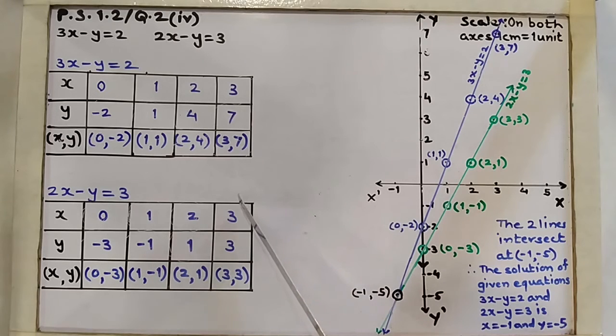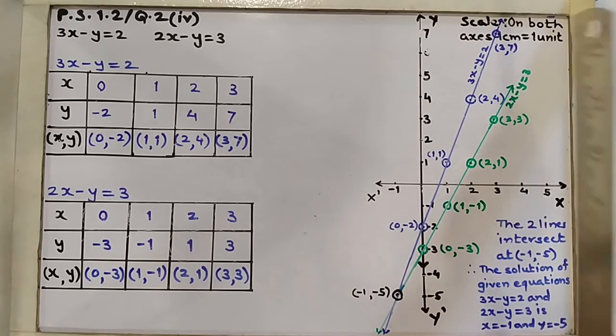In the fourth case, I have assumed the value of x as 3. Putting x equal to 3 in the equation, you get the corresponding value of y as 3. So the ordered pair will be 3 comma 3. So now we have found out 4 points for equation 2x minus y equal to 3. So now we will be plotting these 4 points on the graph paper.